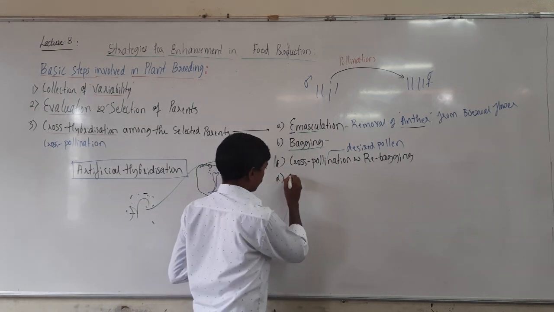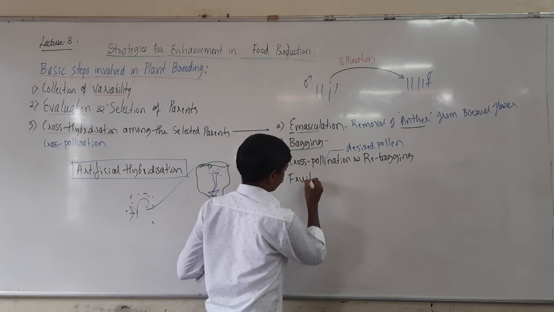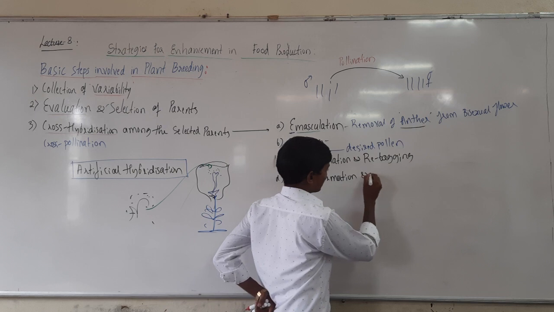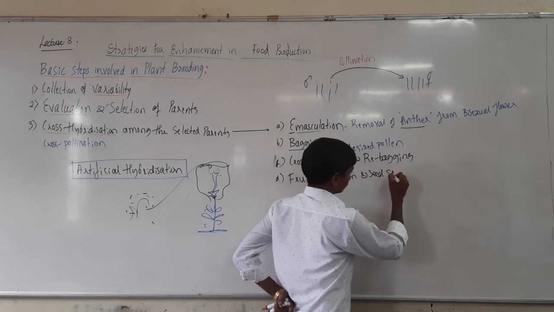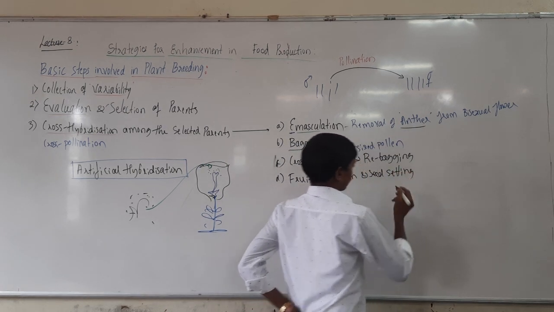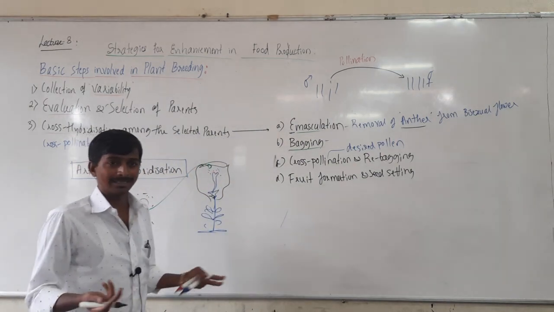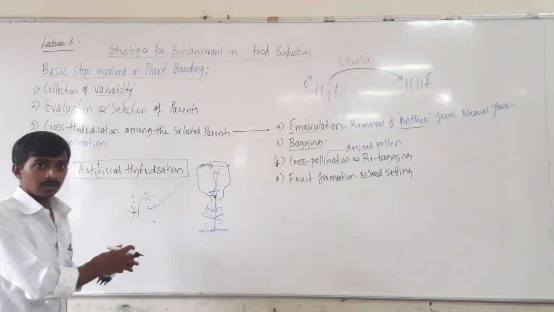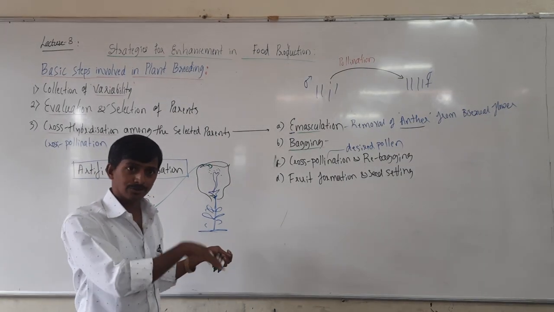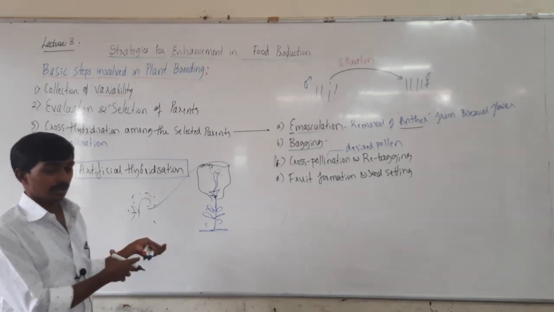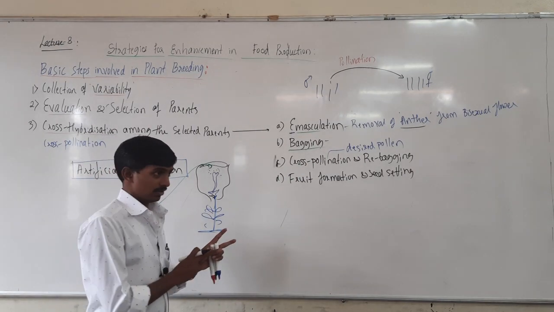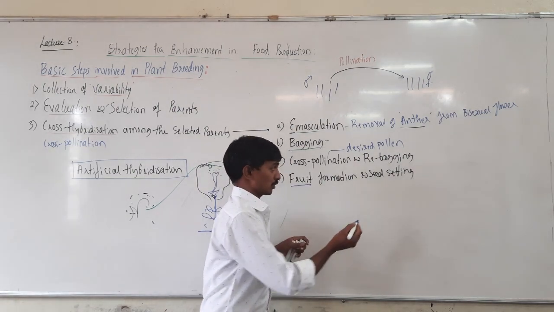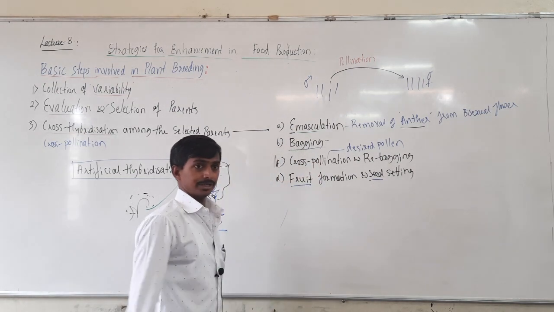Fourth step, fruit formation and seed setting. Of course, we should not do anything, just leave the plant. After pollination and rebagging, don't touch the plant. Naturally, the plant undergoes pollination, fertilization, formation of the fruit, formation of the seed, etc.